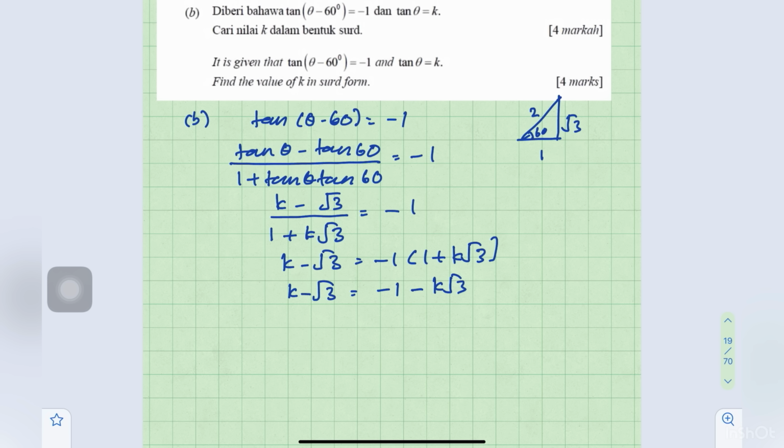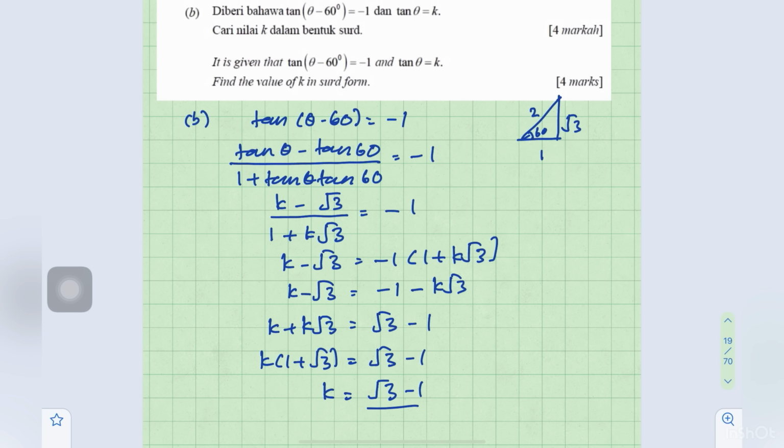Negative 1 times 1 plus k root 3. So this k minus root 3 equals negative 1 minus k root 3. Okay, so it wants us to find the value of k. So we have to group together the k. So we get k plus k root 3 equals root 3 minus 1. So then k times 1 plus root 3 equals root 3 minus 1, so we get k equals root 3 minus 1 over 1 plus root 3. Okay, but although this is in surd form, it is not the simplest. So we have to rationalize it.